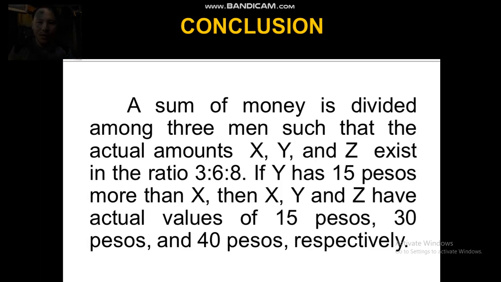So we have the conclusion. A sum of money is divided among three men such that the actual amounts x, y, and z exist in the ratio 3, 6, and 8. If y has 15 pesos more than x, then x, y, and z have actual values of 15 pesos, 30 pesos, and 40 pesos respectively. So x is equal to the actual value 15 pesos, y is equal to the actual value 30 pesos, and z is equal to the actual value 40 pesos.